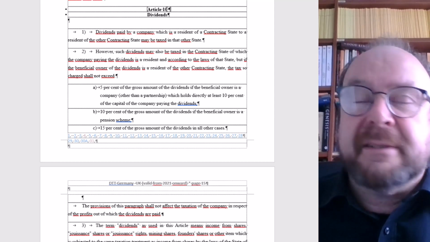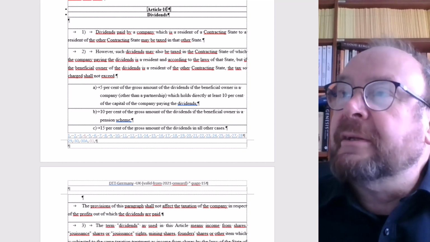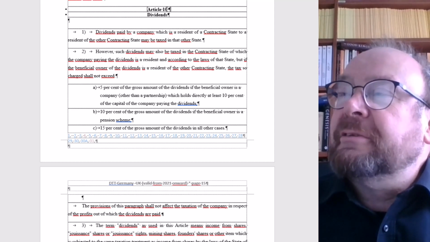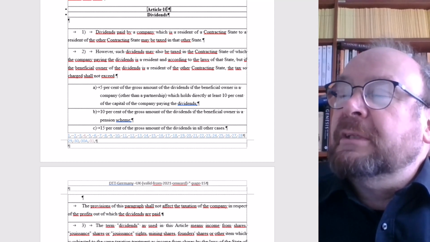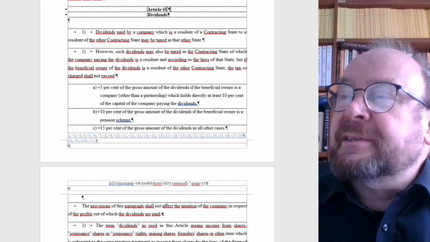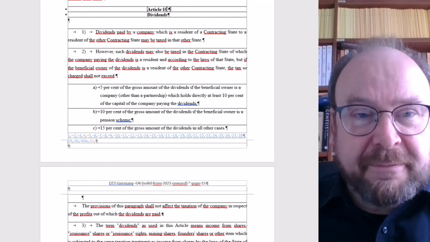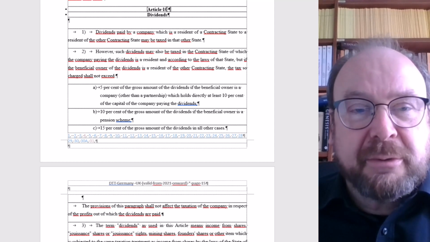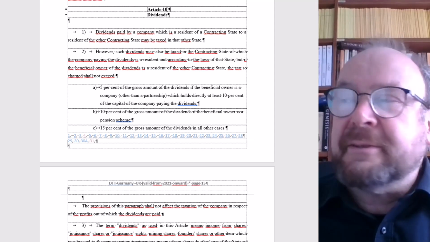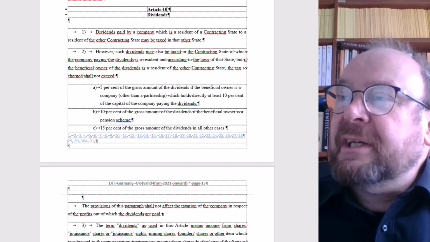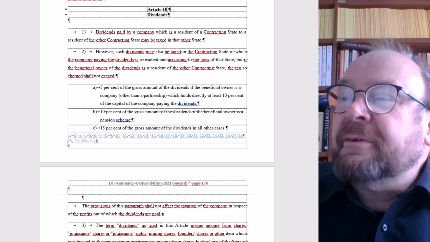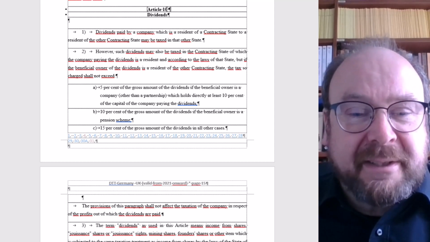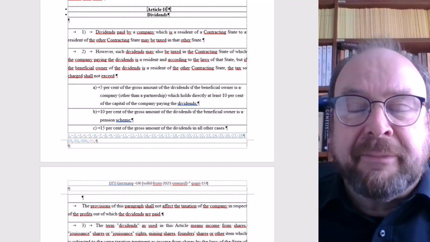Whatever comes next, that is not affected by that. However, 10.2, such dividends may also be taxed in the UK. But then we have an upper limit. It's either 5% if the recipient is a company which holds at least 10%. That's not our case, so let's forget about that. Or 10% of the gross amount of the dividends if the beneficial owner is a pension scheme. That's also not our case. Or 15% of the gross income in all other cases. That is evidently our case.